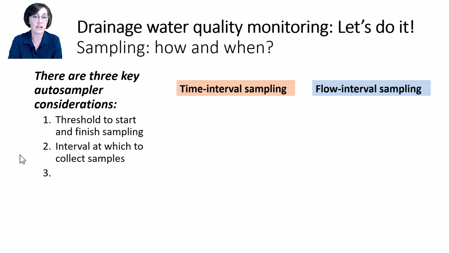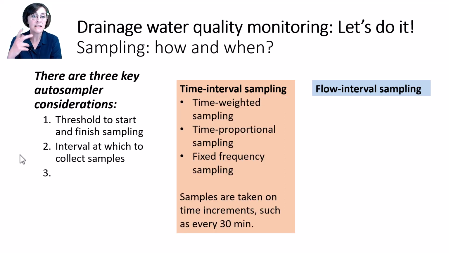The second criteria is the sampling interval. Two options, time-based or flow-based. Time-based sampling can be called a variety of names, but in short, this is where samples are taken based on time increments, such as every 30 minutes or every 4 days. Time-based sampling is simple because time intervals are easy to measure and document, and clock failures are rare.